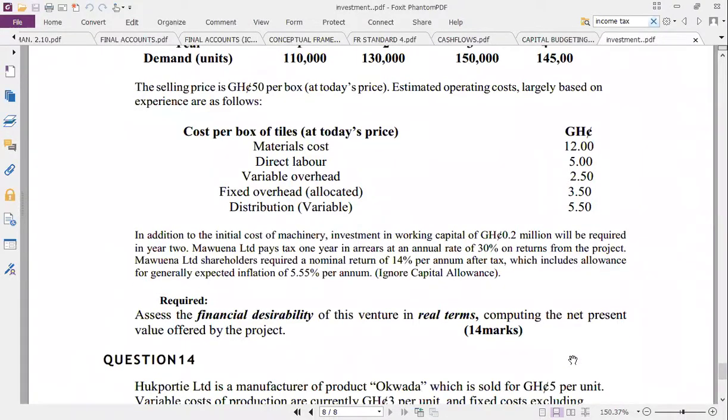Now look at the requirement. Required: assess the financial desirability of this venture in real terms, please. They say what? Real terms. Do not inflate any of the cash flow. Okay, so if it is in real terms, the cash flows must be in real terms, and hence the discount factor must also be in real terms. But here, there's a danger. You have given us a nominal discount rate of 14% and inflation of 5.55%. So that means with the help of Fisher's equation, we can what? Find the real rate. If you do that, you get 3 marks. If you're able to do that, 3 marks for you.